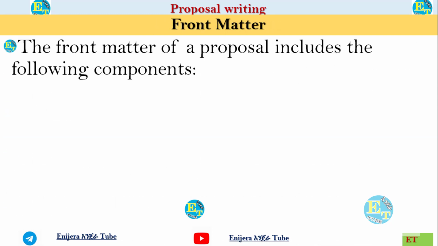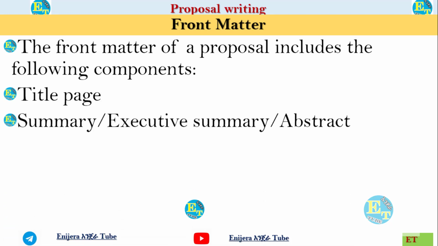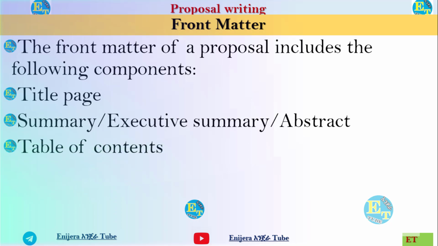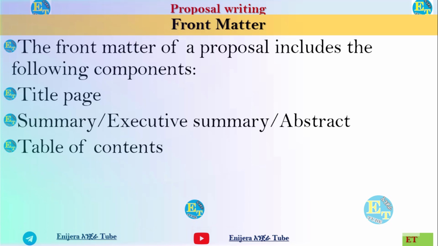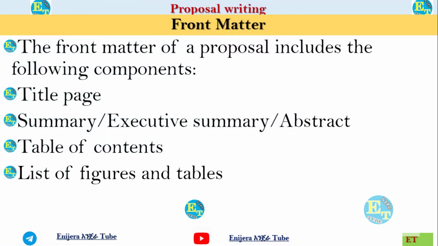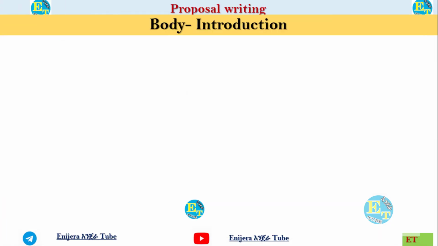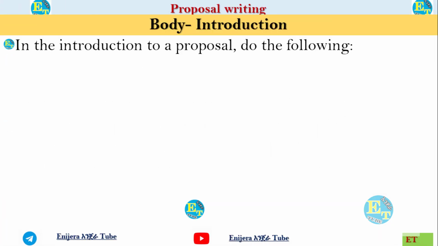From the front matter of the proposal includes, the first one is the title page, the page that describes the title. And the other is the summary, executive summary or abstract. This is the direction that shows our reader what we are going to see in the other documents of that proposal. The other is the table of contents that indicates to the reader which content is kept on which page. List of figures and tables, if we have. The other is the body.